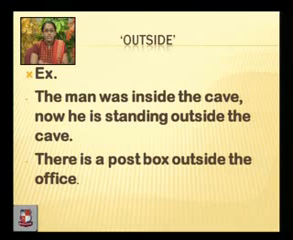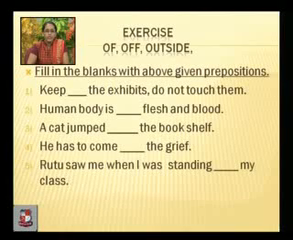So inside is something which is in. And second example: there is a post box outside the office. So something is out there. If we do the exercise of these three prepositions, in, of, outside, these are the three prepositions where we are supposed to fill the blanks.